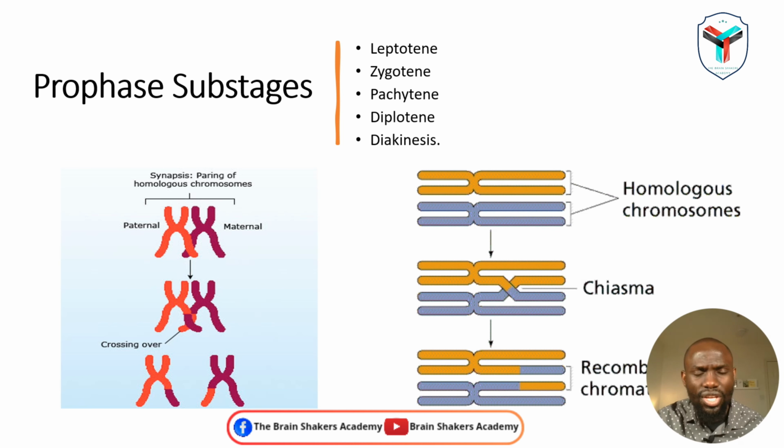Now, after the genetic material has already been exchanged and we have reached the diplotene stage, it's now time for the chromosomes to reach a stage of diakinesis. Now, diakinesis is analogous to the prometaphase of mitosis, where the chromosomes will now begin to be aligned on the metaphase plate, and that takes us to the second phase of meiosis 1, which is metaphase 1.